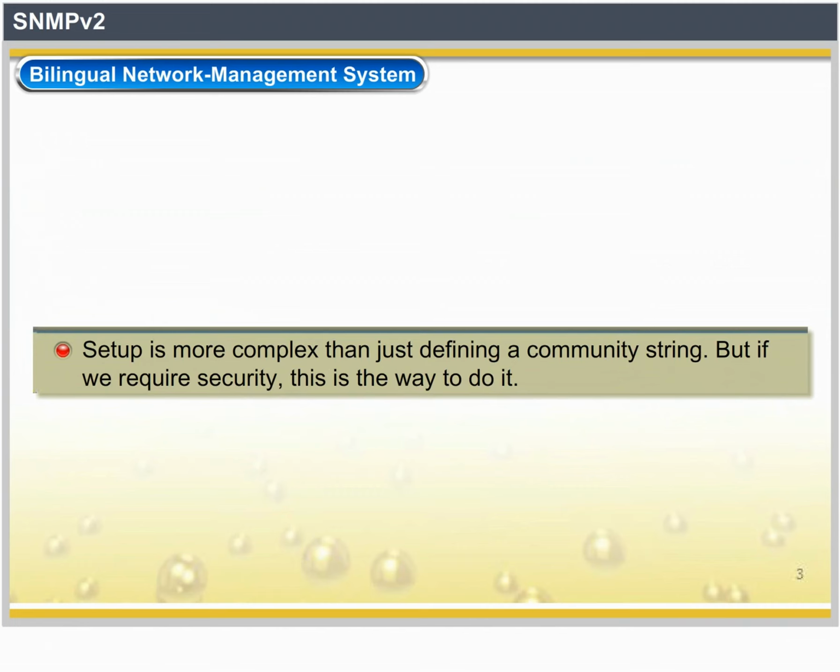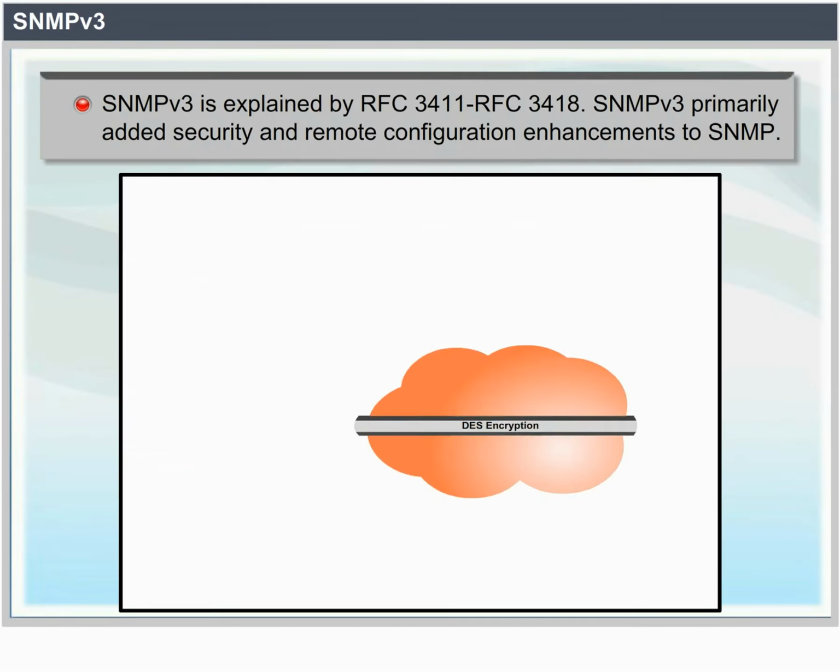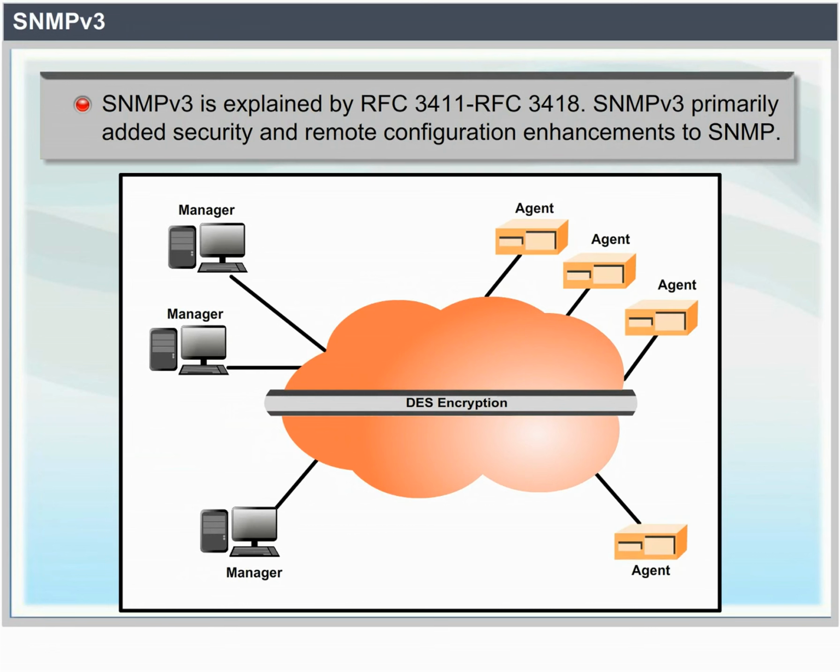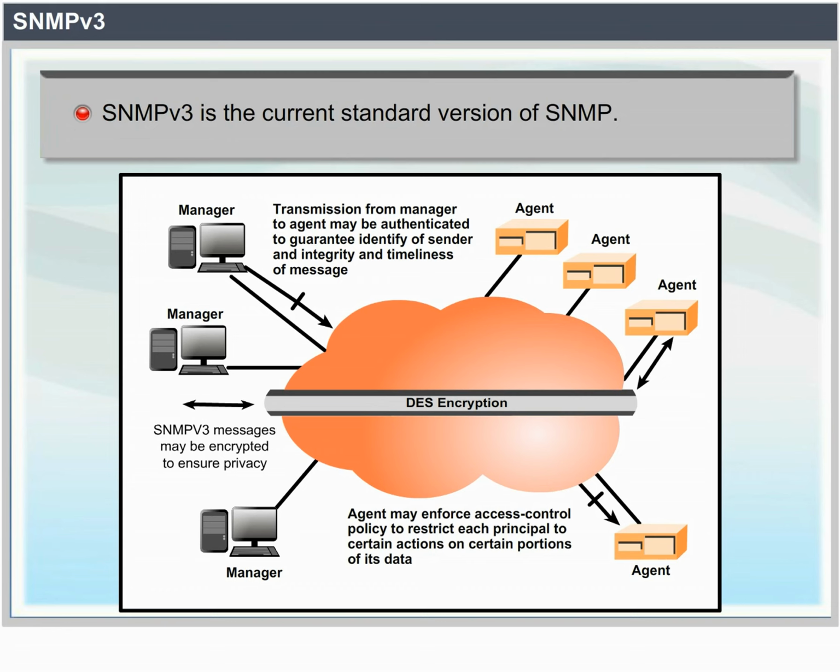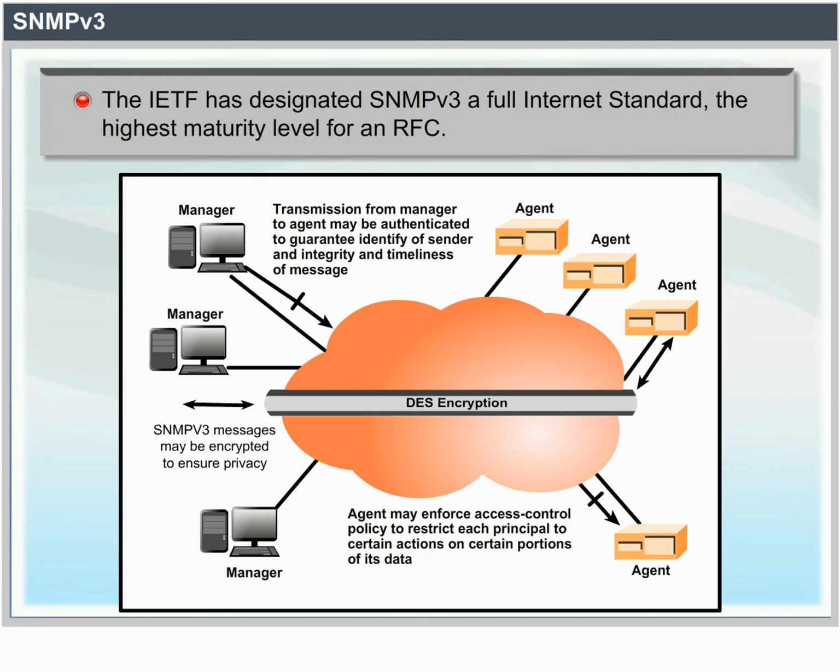SNMP v3. SNMP v3 is defined by RFC 3411, RFC 3418. SNMP v3 primarily added security and remote configuration enhancements to SNMP. SNMP v3 is the current standard version of SNMP. The IETF has designated SNMP v3 a full Internet standard, the highest maturity level for an RFC.